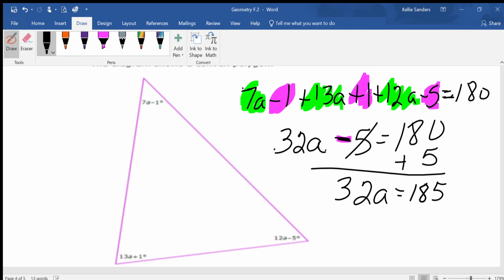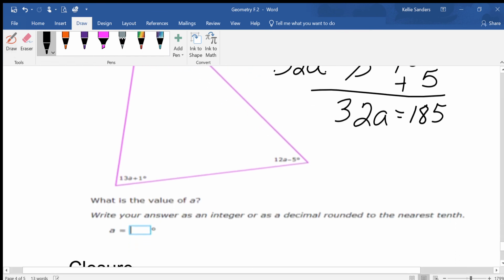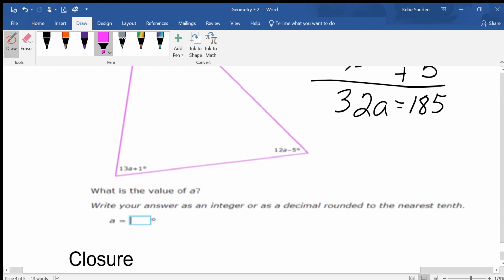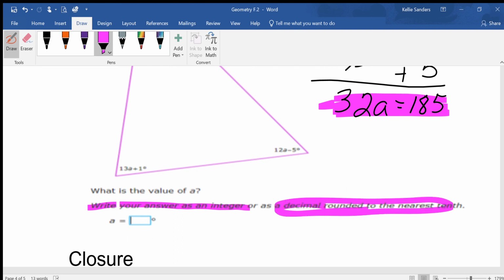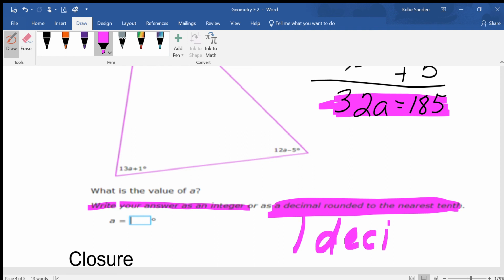Okay, give me a second. I gotta look at these instructions. Okay, because I kind of see what this does. This isn't going to work out nice and pretty, so I just wanted to make sure it's possible. Write your answer as an integer, which is a whole number or a negative whole number, or as a decimal rounded to the nearest tenth. Okay, to the nearest tenth. That would be 1 decimal place.